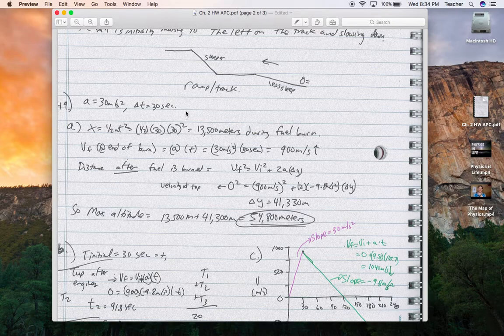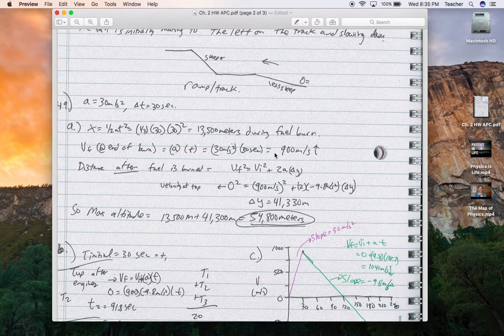Well, you really need to think about this in 2 parts. One is, how far does it go up during the 30 seconds? That's using this, I guess it should be delta y equals 1/2 at squared. That comes out to 13,500 meters. But then you've got to realize it's moving fast upwards at the end of the fuel burn. And although gravity will accelerate it downward, it's going to continue upward for quite a bit of time.